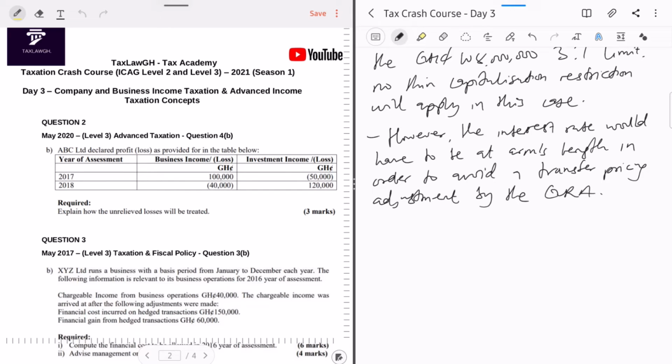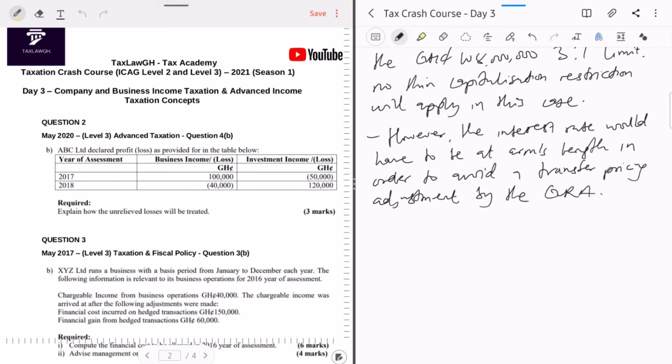Investment loss can only be offset against what? Investment income. However, if you have a business loss, you can deduct that business loss when you are calculating your income from investment. Take note, business loss can be deducted from both business income and investment income. However, investment loss can only be deducted from investment income, but not business income, right? So that is all this question is seeking to test you.